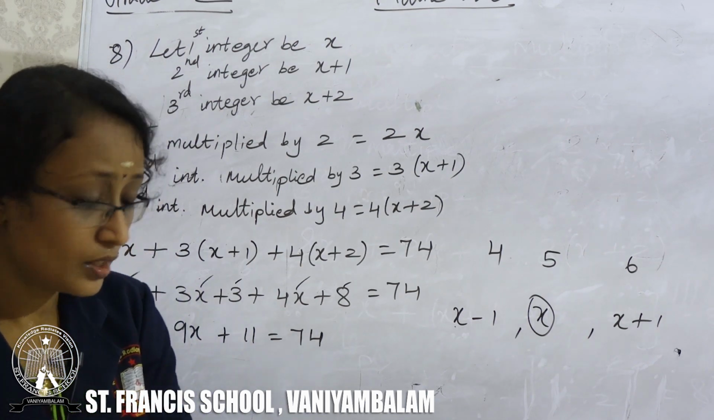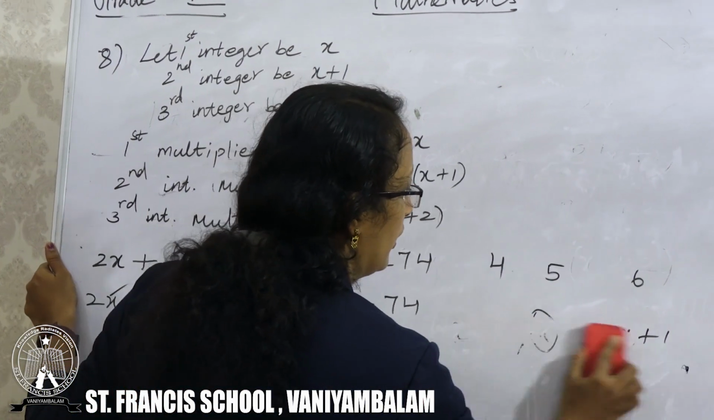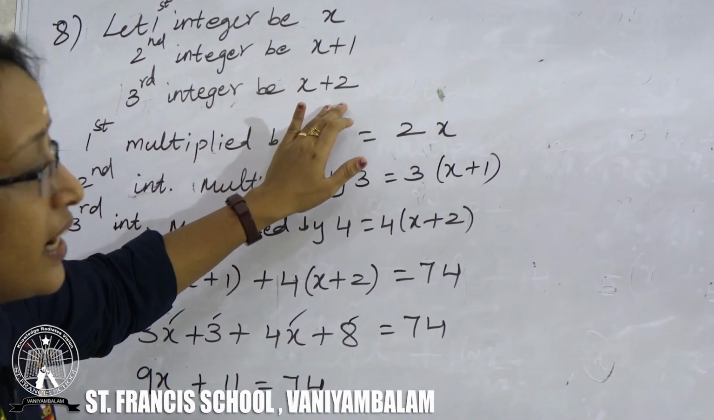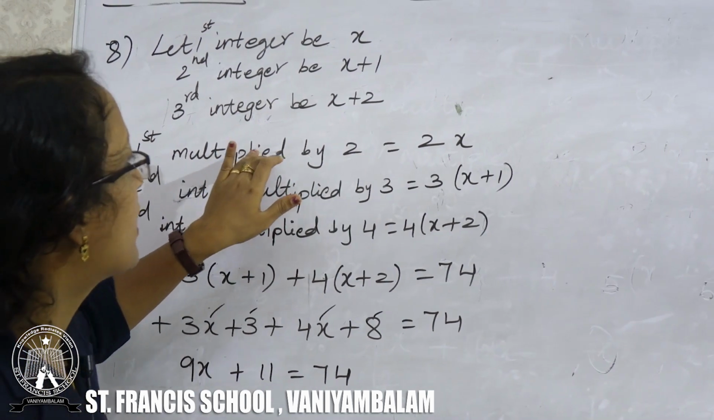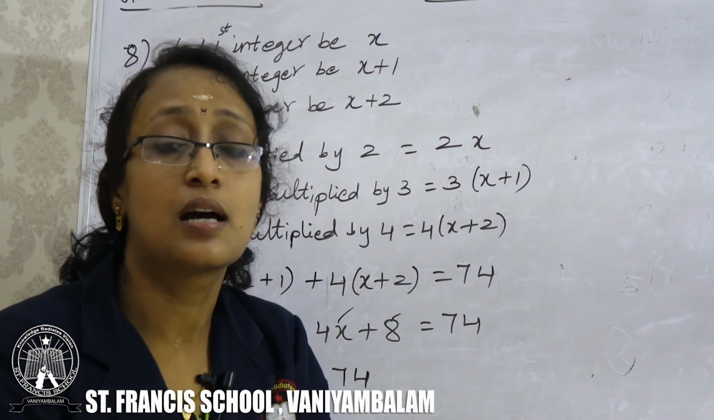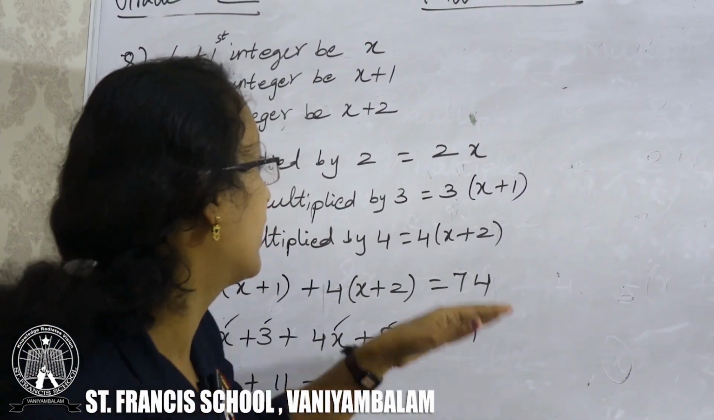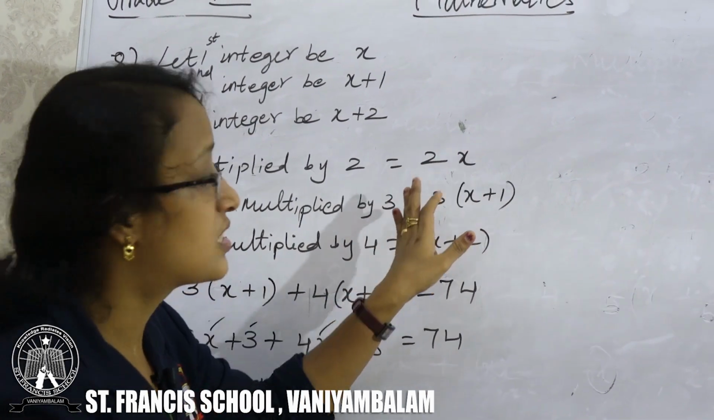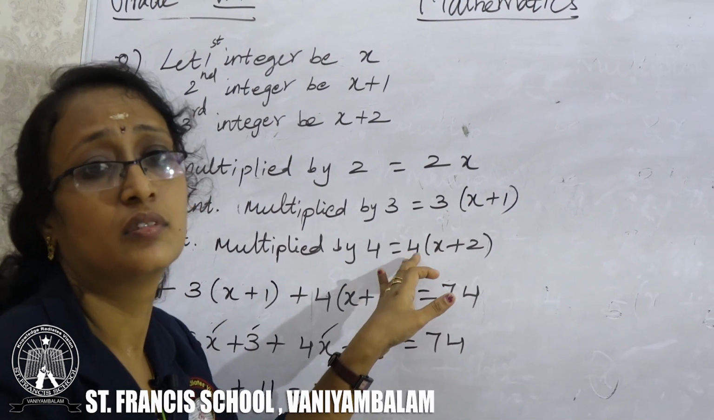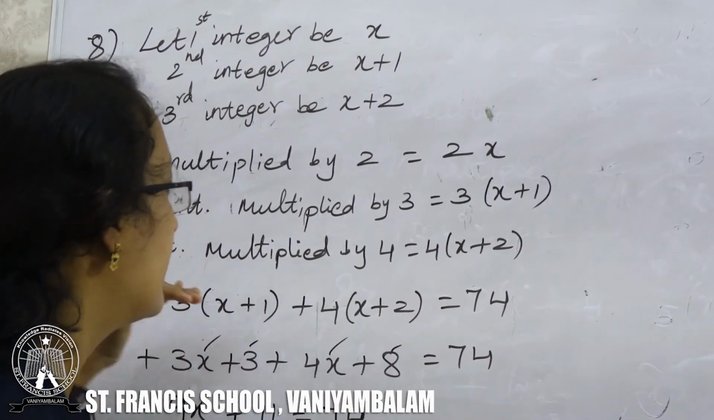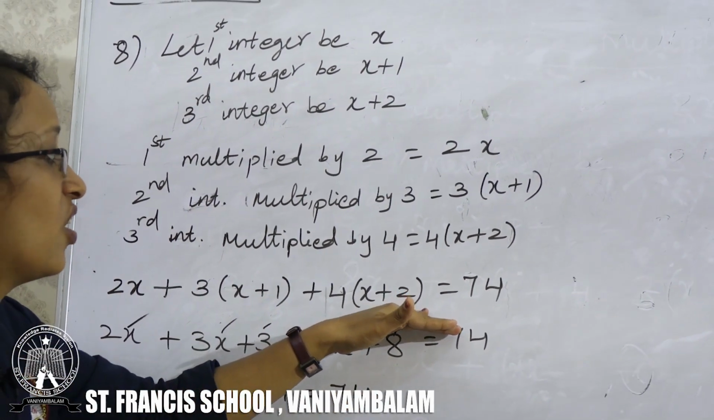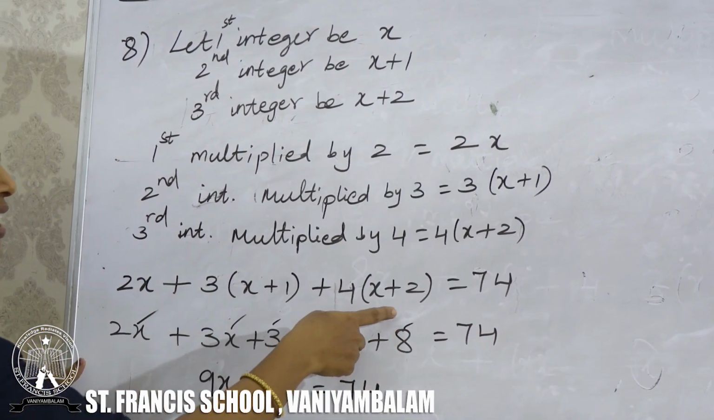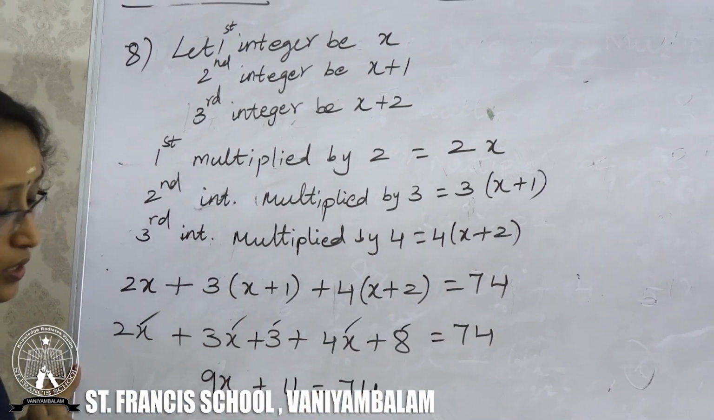So here you have to take the integers as x, x plus 1 and x plus 2, and it is given all the integers are multiplied in an increasing order by 2, 3 and 4. So first integer with 2, second integer with 3 and third integer with 4. And adding all the three, you will get 74. So I am adding all these integers equal to 74.